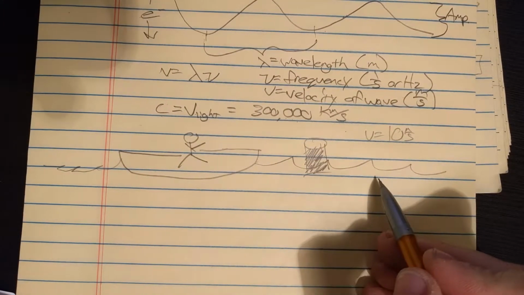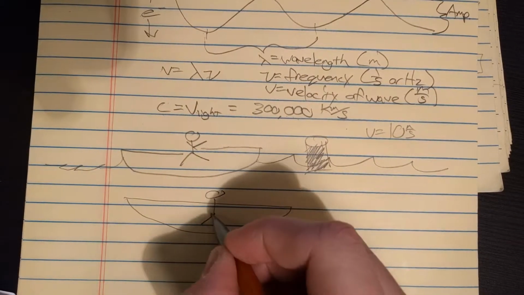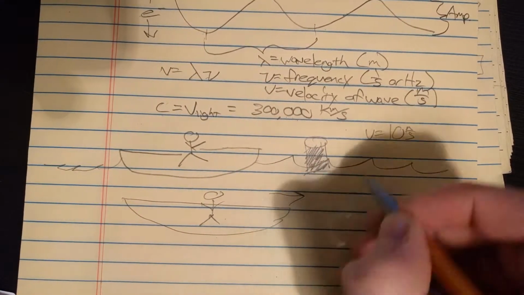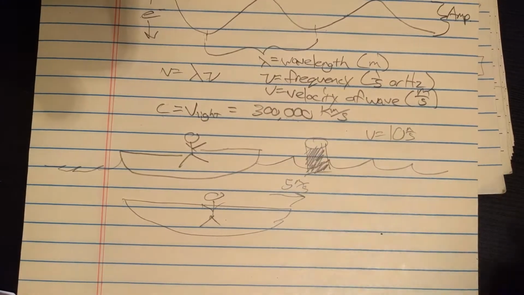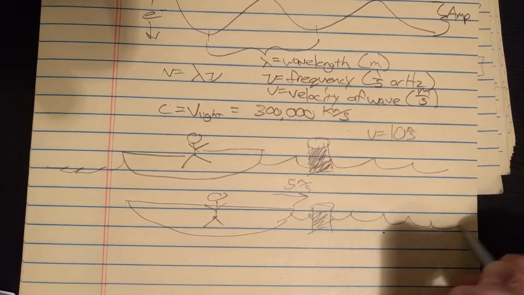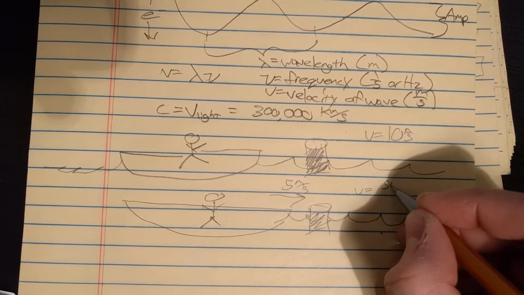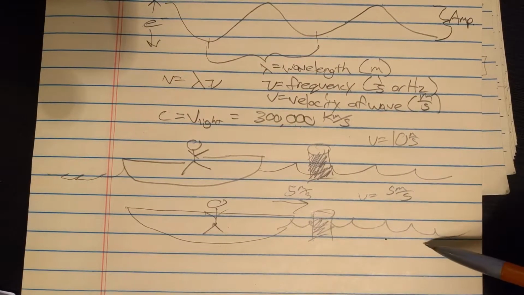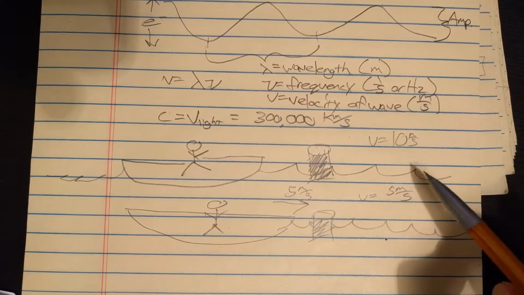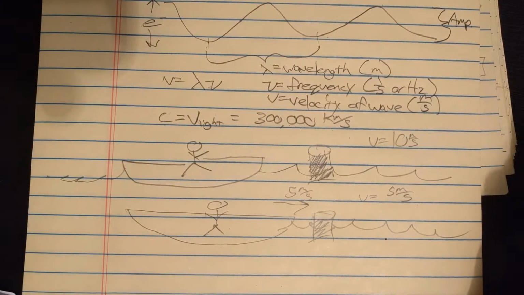Now, if there's another guy on a boat, and he's traveling forward at 5 meters a second, and those same waves are being made, well, he's going to see the water waves moving at 5 meters a second. Light is different in that both of these people, if they were looking at light, would see the light moving at 300,000 kilometers per second.